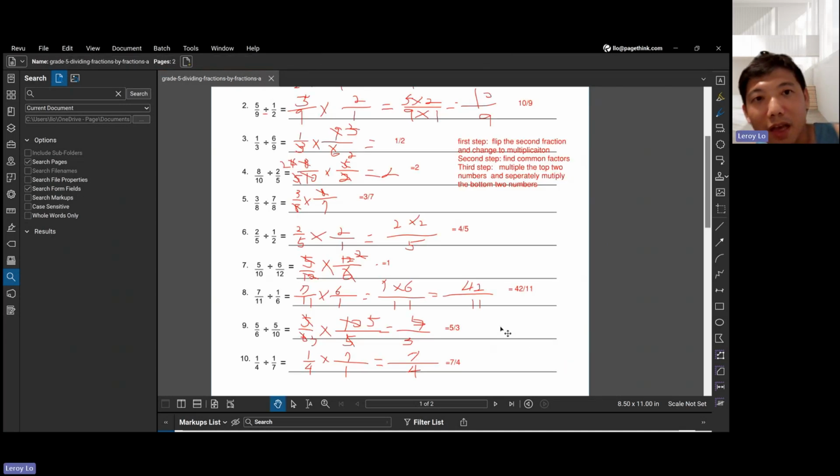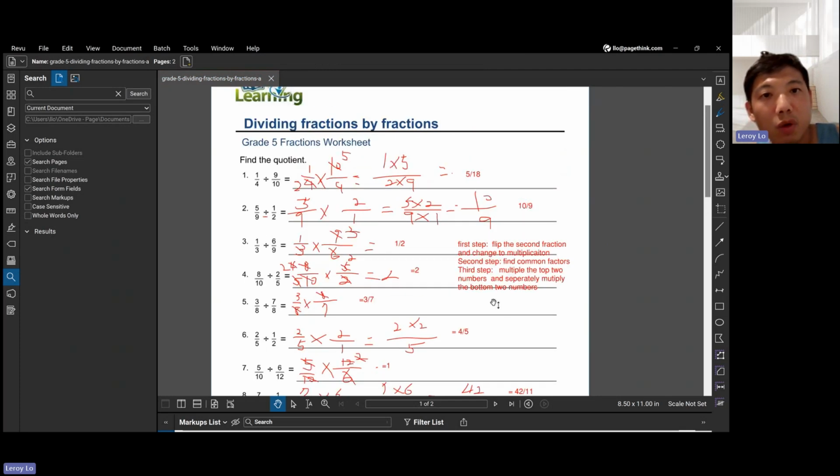Okay, so this is about these lectures for the fraction worksheet, find the quotient, which is dividing fractions by fractions. Basically, first, you flip the second fraction and change to multiplication. Second, you find the common factors between the top and bottom, the numerators and denominators. Third step, multiply the top two numbers and then separately multiply the bottom two numbers, and then you make it the simplest form, and that should be it.